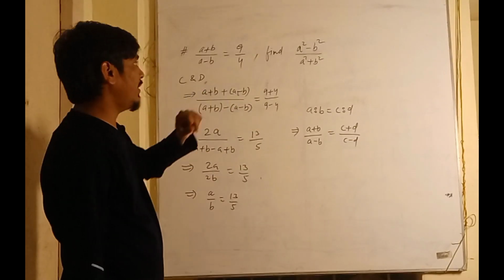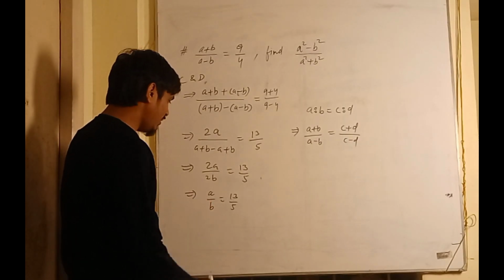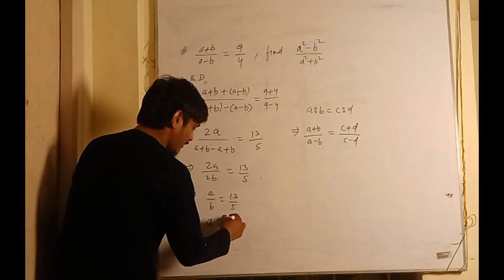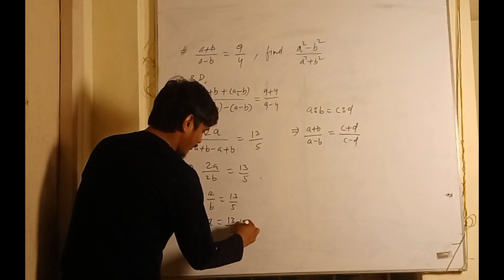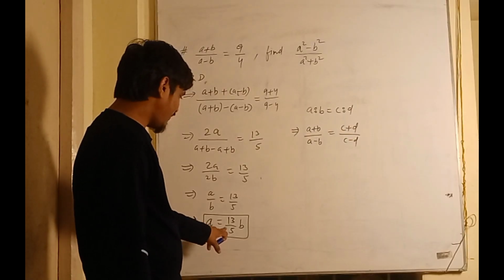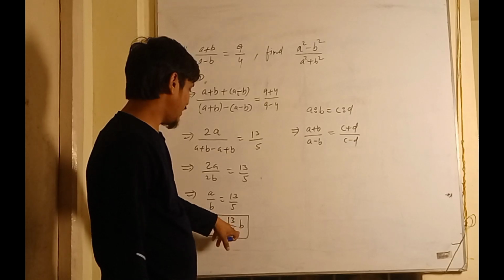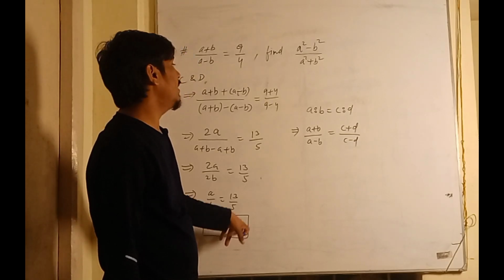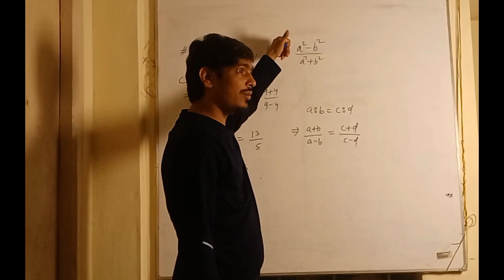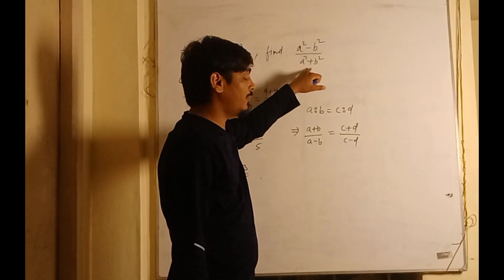But we need to find the value of a square minus b square over a square plus b square. So can we write a in terms of b? If we use transposition, b goes to the right, and it becomes 13 over 5 times b, which is the value of a. Now if we use this value of a in this expression, a is some number times b. Here a square minus b square means, in place of a we write some number squared and b square, and in the denominator also we'll find the same thing.